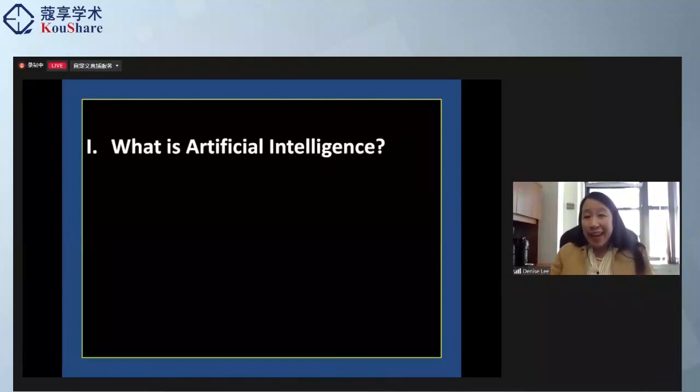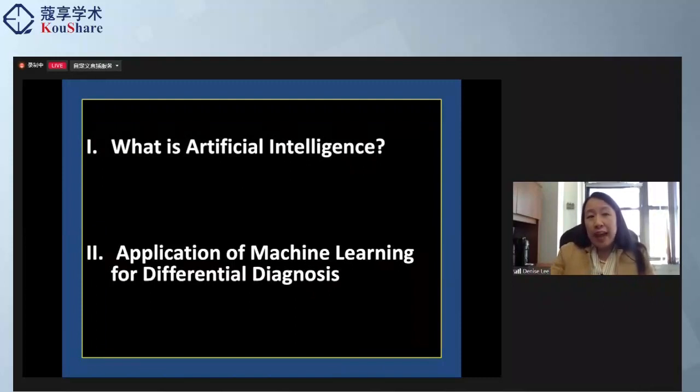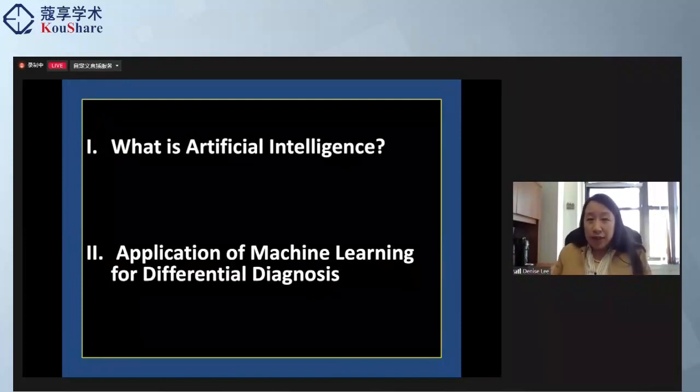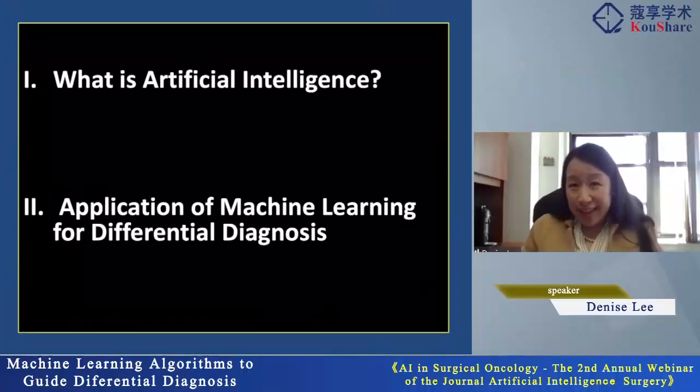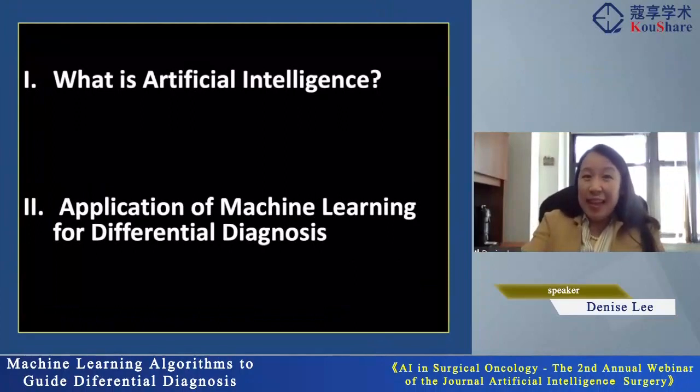I just wanted to divide it up briefly into reviewing, at the very basic level, what actually is machine learning and how does it apply with artificial intelligence, in order to have a basis for understanding how we use machine learning methodologies for establishing differential diagnoses, especially for surgical oncology malignancies. I'll specifically be going over thyroid cancer.